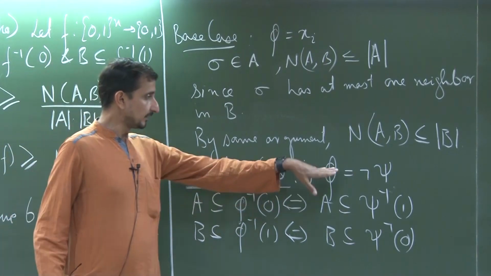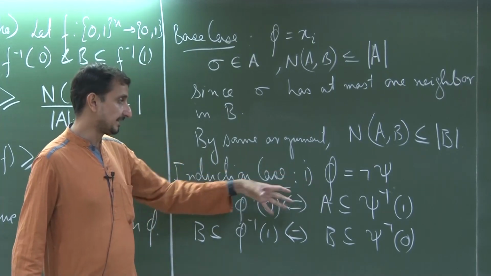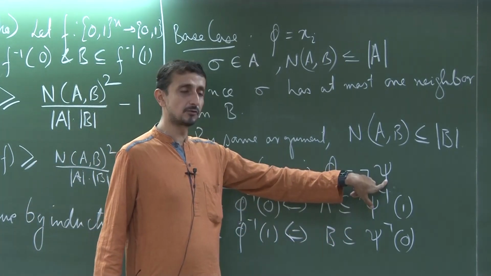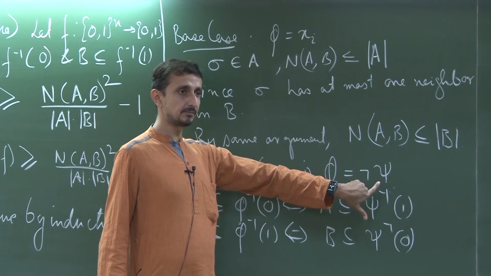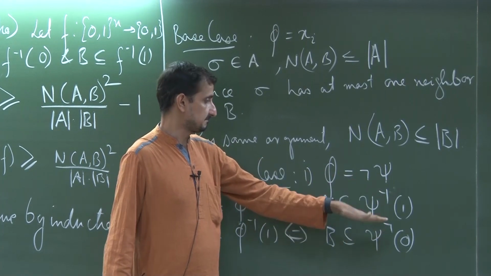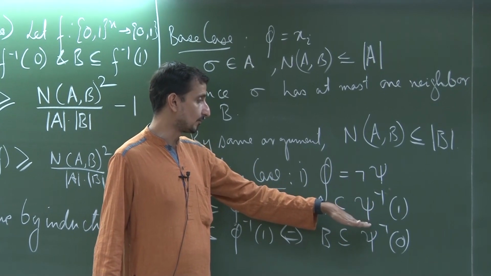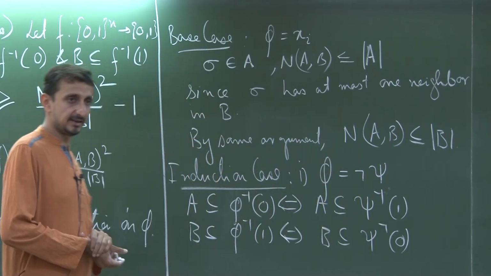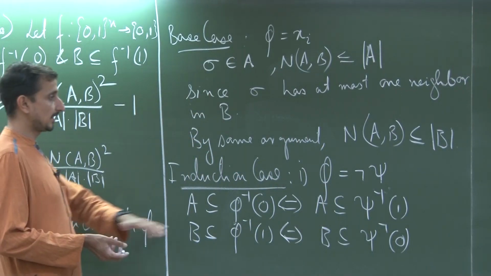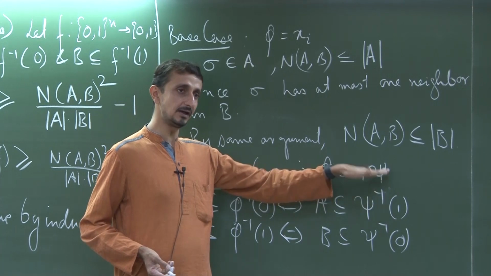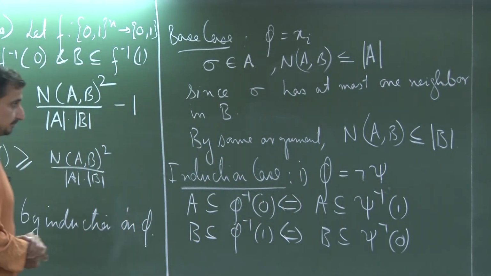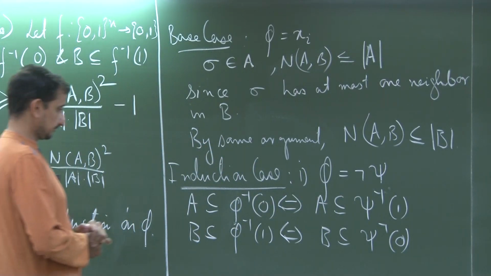So, therefore, this proves it, and now psi is a smaller formula because it has one less gate. Okay. Therefore, by induction I know that the formula is true for psi, hence we are done. So, if I have a formula which is not of some other formula, then it follows by this observation.